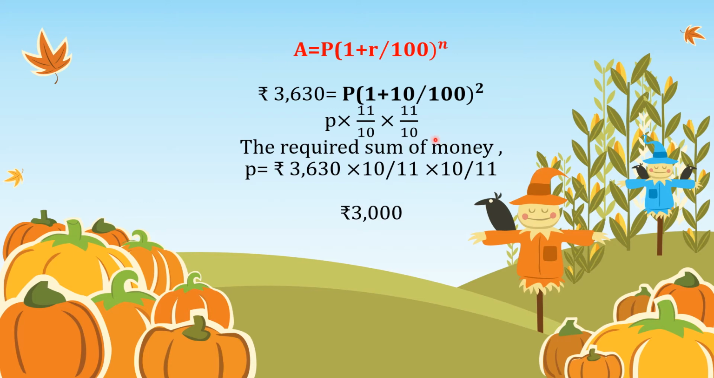The required sum of money P is equal to, this will go to the other side as a reciprocal. So P is equal to 3,630 into 10 by 11 into 10 by 11. Then we'll get P is equal to 3,000.